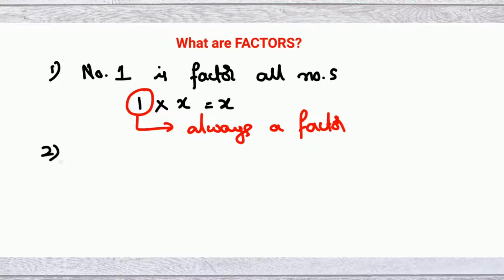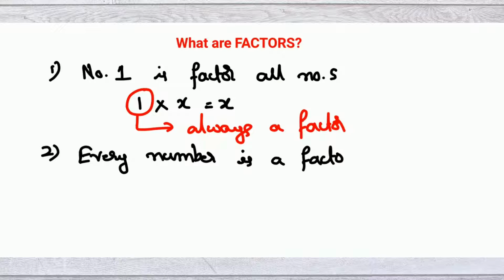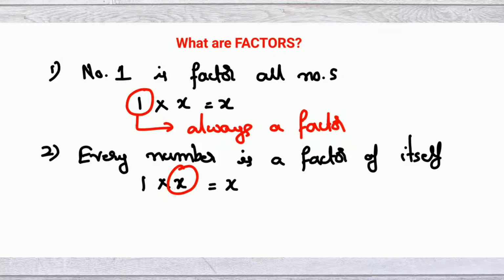Now, the second point is every number is a factor of itself. If you multiply any number by 1, it will give you the exact same number. X in this case is a given number. This means every number is a factor of itself.